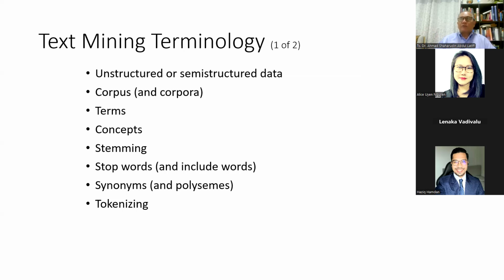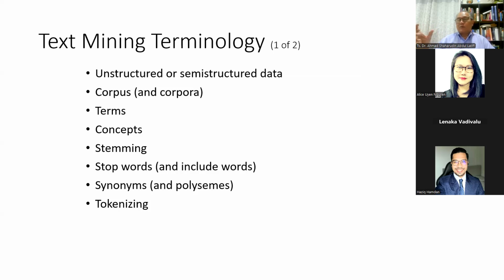Terminology related to text mining includes unstructured or semi-structured data. Unstructured is data without any structure. Semi-structured is data where some portion is structured and the other portion is unstructured. Corpus and corpora are the singular and plural of a repository of data, which is normally unstructured data. Terms refer to the words that you use in the data, for example chair, tables, and the concept related to it, which is more aligned to the semantics.